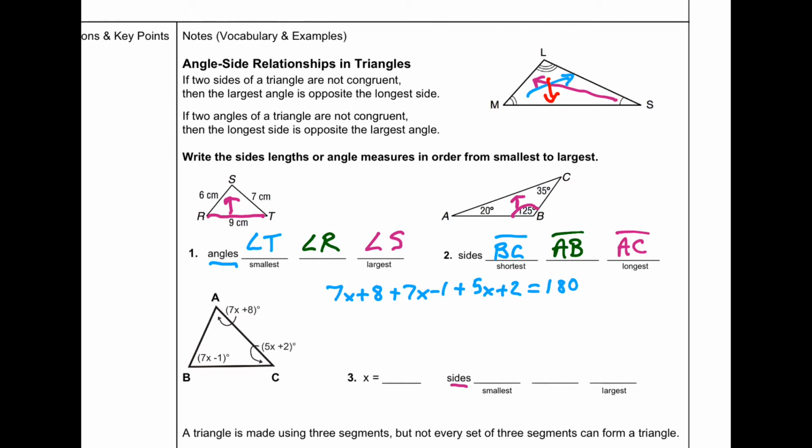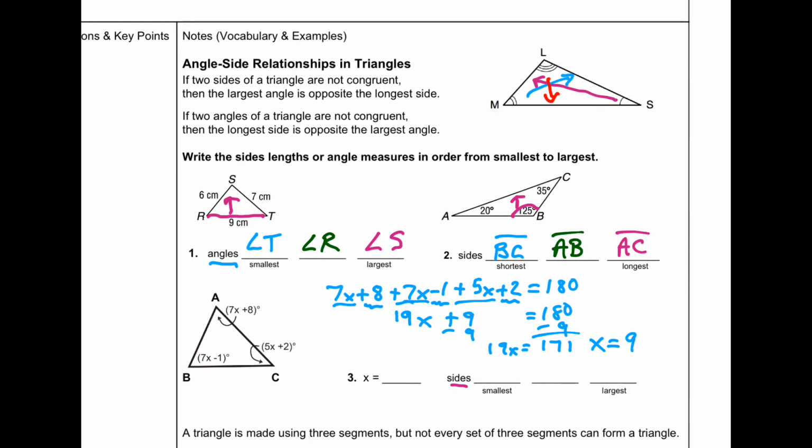Then I can combine like terms. 7 plus 7 is 14, plus 5 is 19, so we get 19x. And then I can do 8 minus 1, which is 7, plus 2 is 9. So plus 9 equals 180. Subtract 9 from both sides. 171 equals 19x. And then we can divide by 19 on both sides to get x is equal to 9.